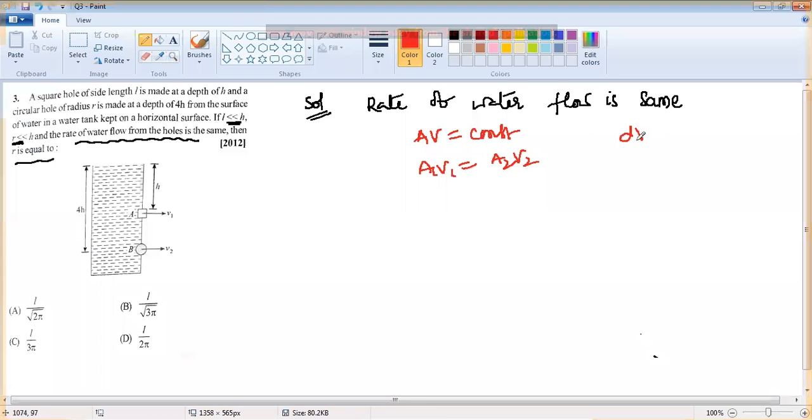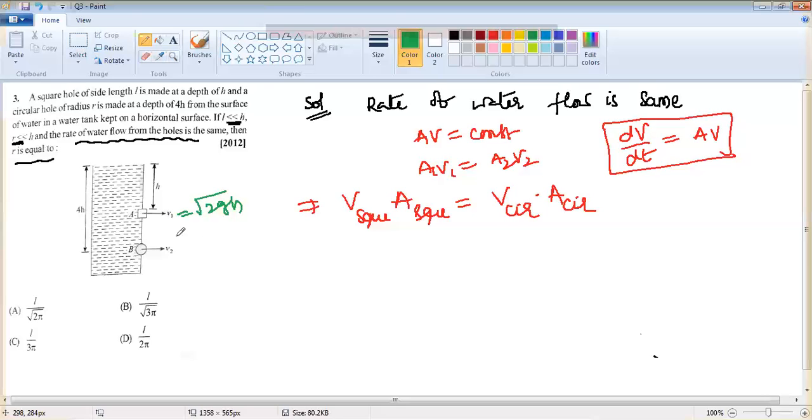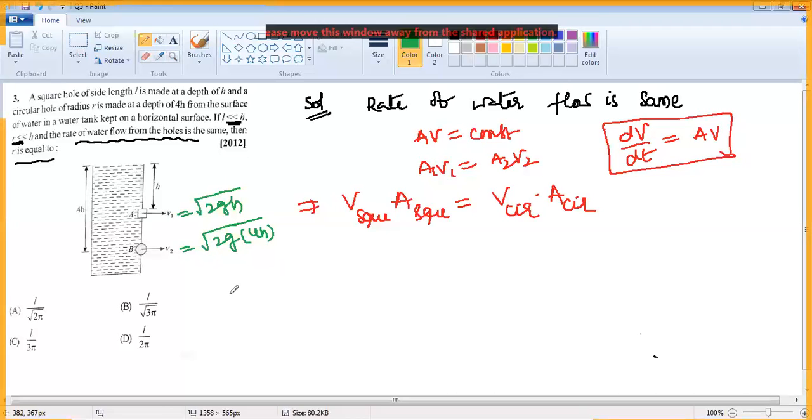You already learned the volume rate dV by dt is equal to AV. So that means velocity at the square hole and the area at the square hole should be equal to velocity of the circular hole into area of the circular hole. Do you understand the point now? Velocity of the square hole means v1. V1 is nothing but this is fall in the h height, that is root over 2gh. Then v2 is at the height of 4h. Then velocity is equal to root over 2g into 4h, according to Torricelli's theorem. Do you understand the point now?